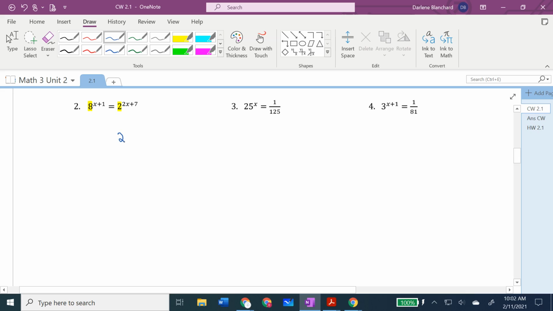Now, 2 really can't be broken down. 2 is 2 to the 1 power. 8 is 2 to what power? And I want you to, oh, I see some chat. There we go. So put in chat what the exponent needs to be on the 2 so that you get an 8. Bingo.